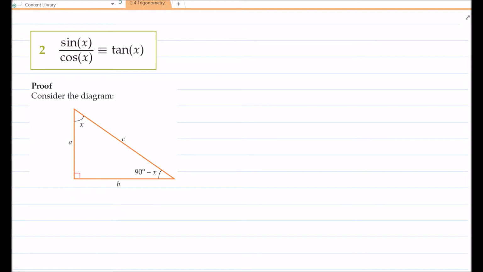Here's our next set of identities, and this time we've got tan involved in this identity. So let's just remind ourselves, tan x is, if you remember, SOH CAH TOA, opposite over adjacent. And so for this one here, if we're looking at tan x, that would be equivalent to b over the adjacent, which is a.